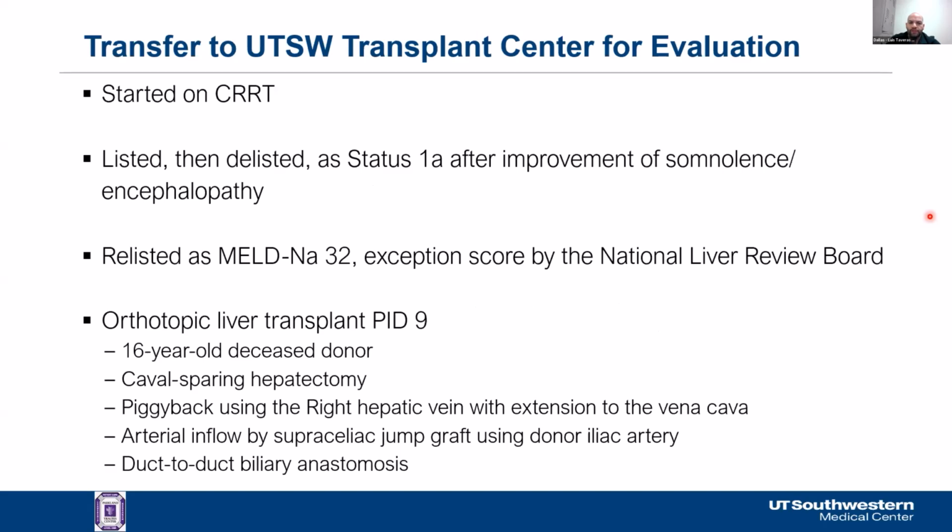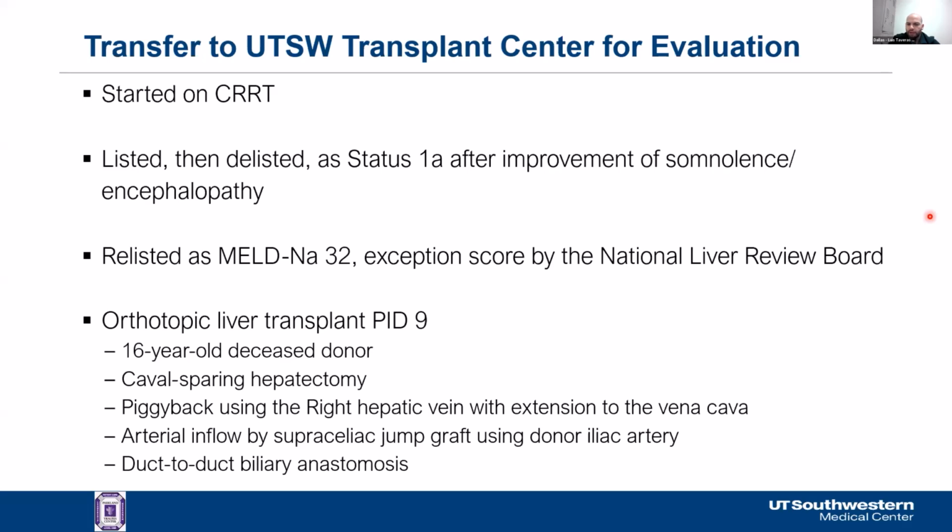This is an exception score because of the trauma burden. So on post-injury day 9, he undergoes an orthotopic liver transplant. The donor is a 16-year-old male, and he has a cable-sparing hepatectomy. Then the new liver is placed in a piggyback fashion with the right hepatic vein and extending into the vena cava. The supraceliac jump graft is used with the donor iliac artery to provide arterial inflow, and the biliary anastomosis is in duct-to-duct fashion.